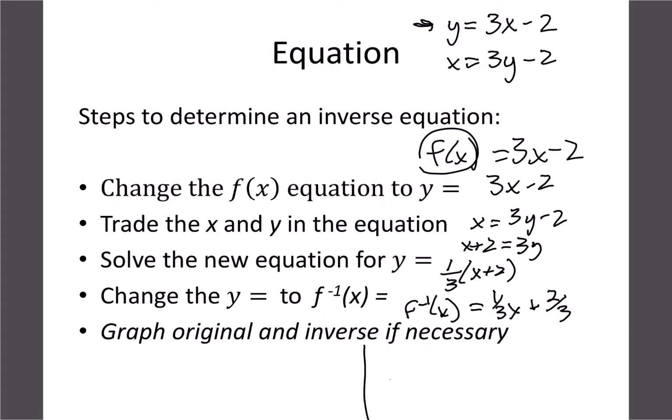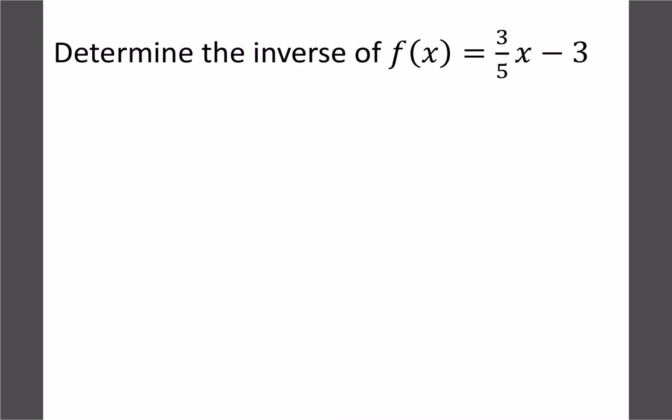Okay, so if we graph our original, it should have been a straight line, something like that. Now if we graph the inverse that we just figured out, 1/3 x plus 2/3 would be a line something like that. And you can see, if we put in our diagonal line, it does look like they are a diagonal reflection of each other. Okay, so let's do another one.